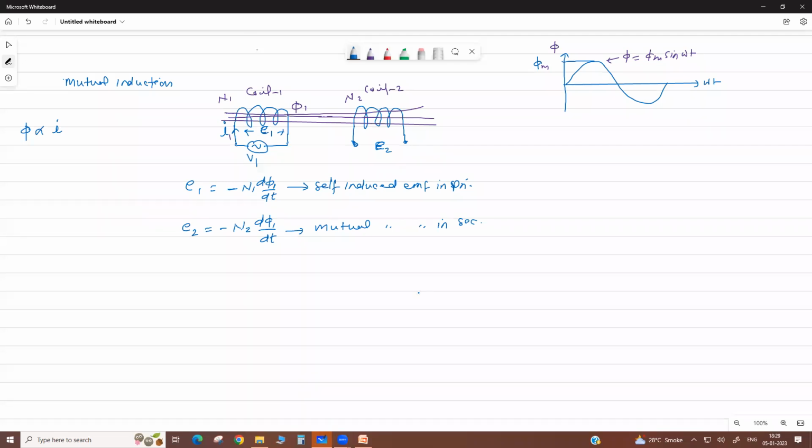Okay. Now, why does this negative sign come? This is due to Lenz's law. According to Faraday's law, this induced EMF is directly proportional to the rate of change of flux, or E equals minus N d phi by dt, where N is the number of turns. But why is it negative? Lenz's law.